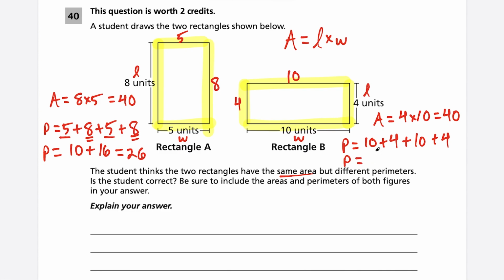So now I'm going to do first 10 plus 10 is 20. And then I'm going to do next 4 plus 4 is equal to 8. So I have 20 plus 8. And 20 plus 8 is 28. And notice that these perimeters are not equal. Okay, so that tells us here that these rectangles do have the same area, but their perimeters are different. So this student is correct.